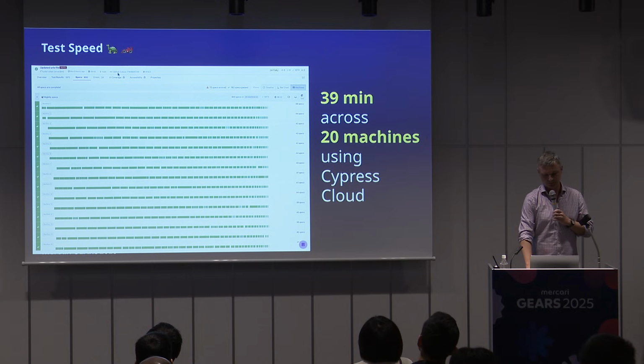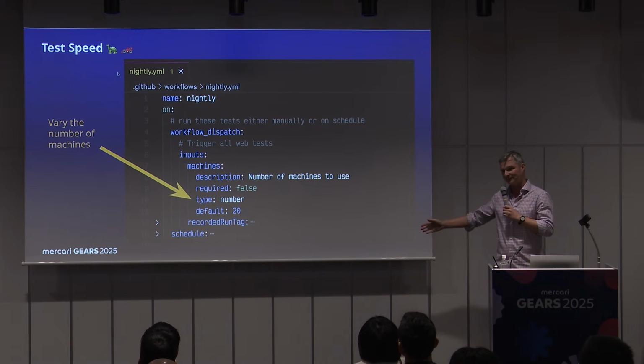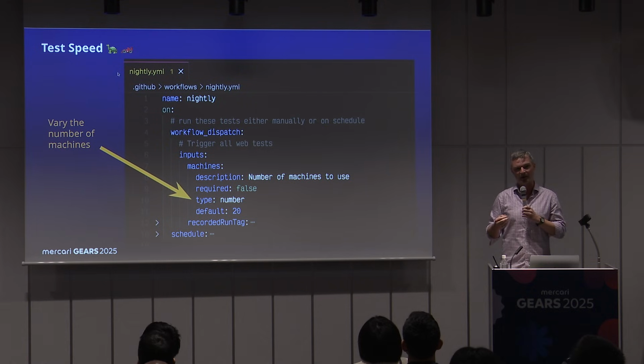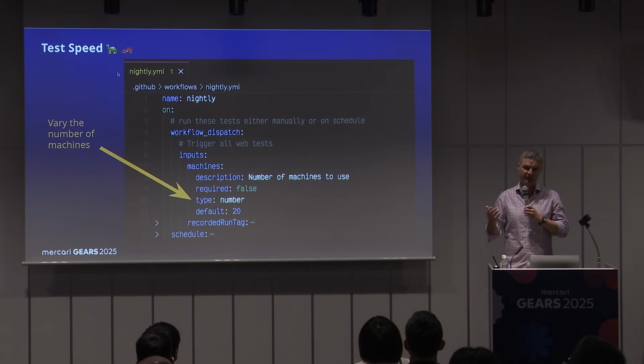In this case, it took less than 40 minutes to run all the tests across 20 machines, but 20 is just a parameter. The only thing that really controls the speed of end-to-end tests for us is how stable the dev environment is. Can it handle 100 parallel test runs at once? If it can, we can parallelize it and add more machines by just changing the workflow.